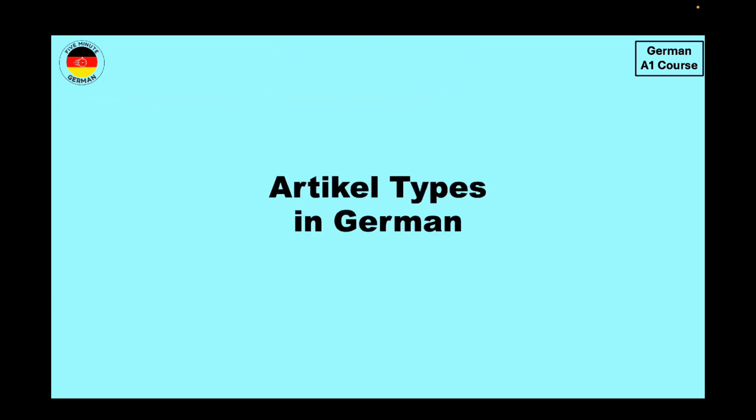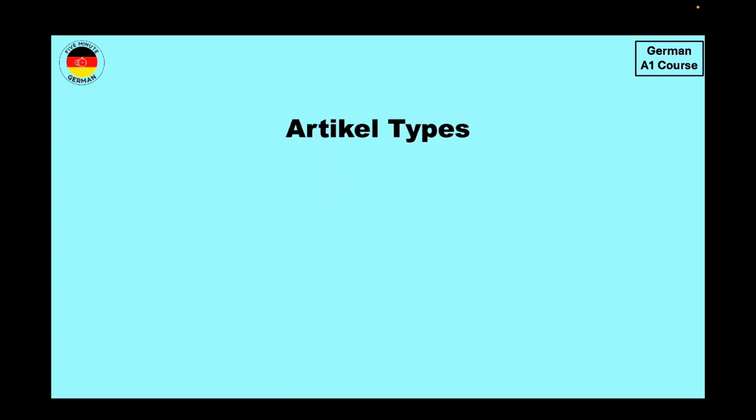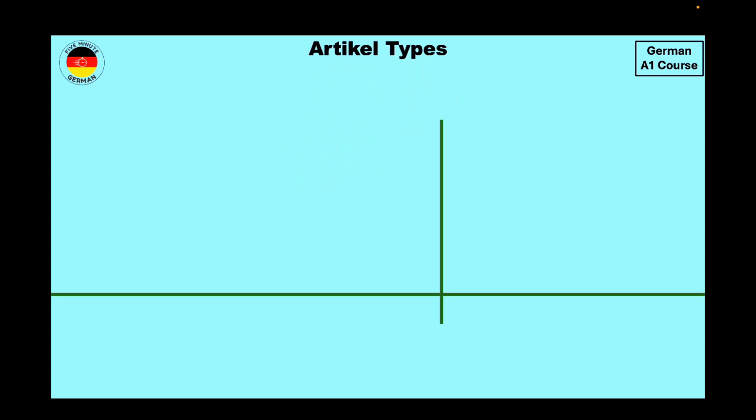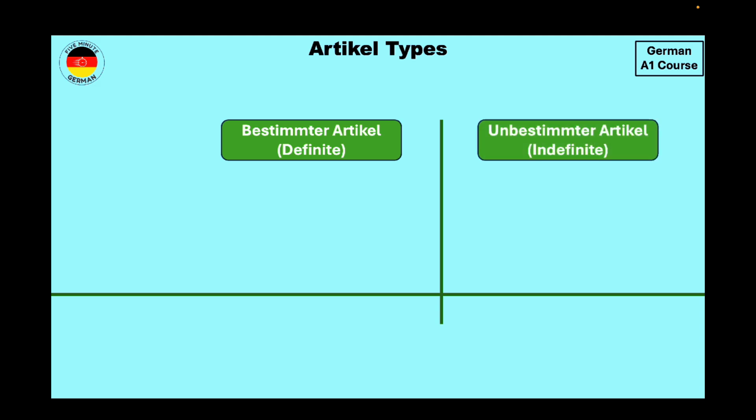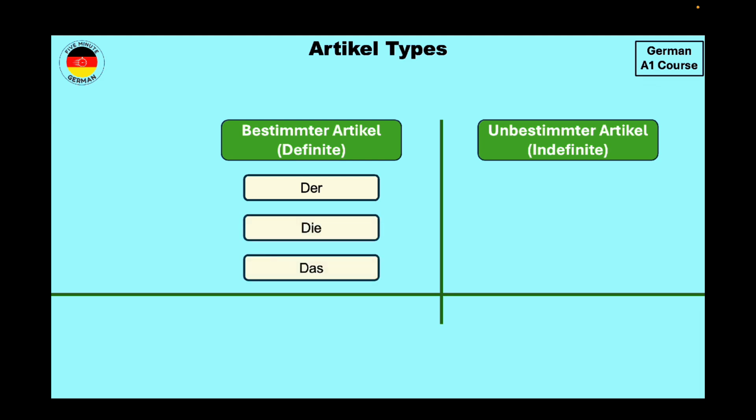So what are the article types in German? In German, there are two types of articles. One is Bestimmter Artikel, which is called a definite article in English, and the second is Unbestimmter Artikel, which is translated to indefinite article in English. The Bestimmter Articles are der, die, and das. And in English, we can translate them as the.